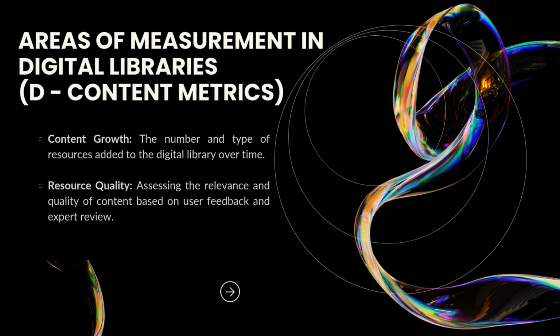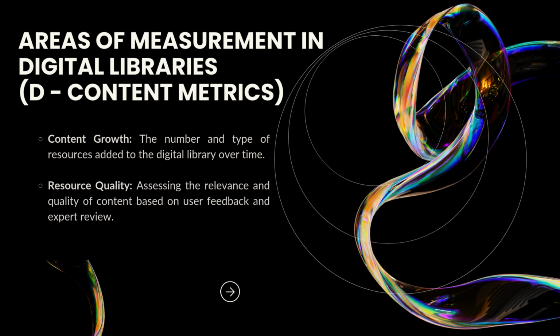Content growth refers to the number and types of resources added to the digital library over time. For example, a library may track how many new ebooks, journal articles, datasets, or multimedia materials are added each semester. Steady content growth indicates that the library is actively expanding its collection to support learning, teaching, and research needs.